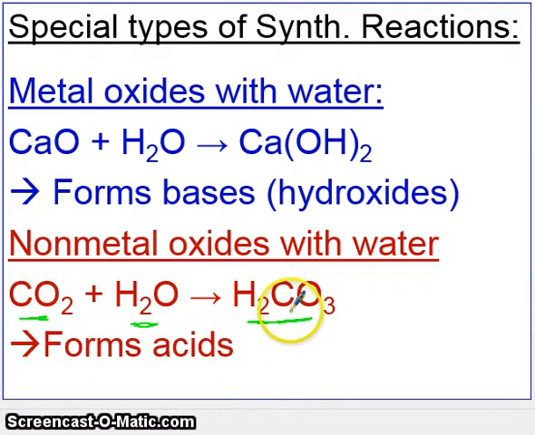2 hydrogens, 3 oxygens, and a carbon. So you're really putting them on top of each other. You actually did the same thing here. You put them on top of each other. If you stick the oxygen here, you get 2 oxygens, 2 hydrogens, and a calcium.